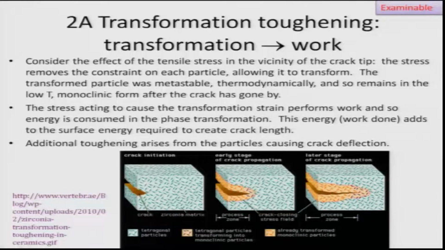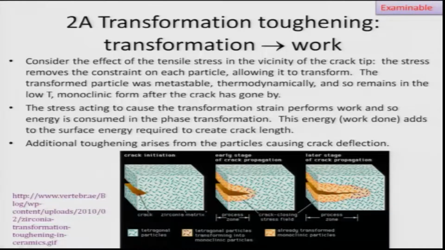Okay. The stress acting to cause the transformation performs work. It is performing some work, so that energy is consumed in the phase transformation. The energy or work done adds to the surface energy required to create the crack length. That is also another important aspect which you should remember. This is the fourth one.